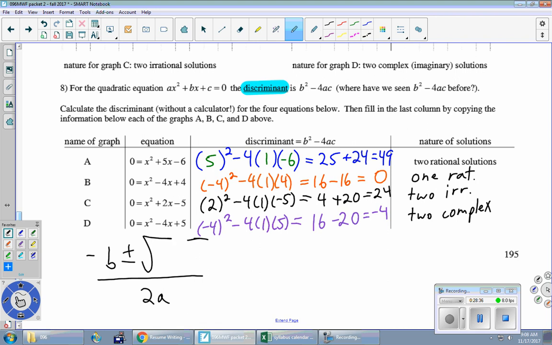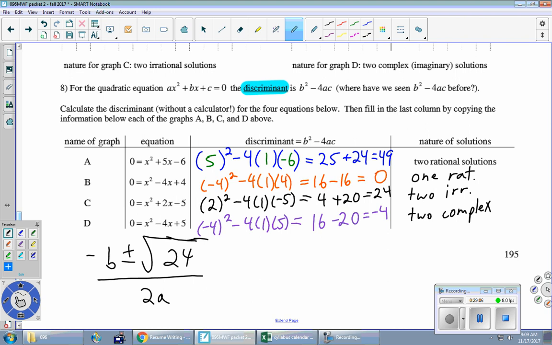Let's go to the third row. In this case, the discriminant was 24. The square root of 24 is an irrational number. So the final answer to this thing is going to be an irrational number. And how many answers will you get? There is a plus and there is a minus. How many answers is that? 2. So you're going to get 2 answers and they're going to be irrational.